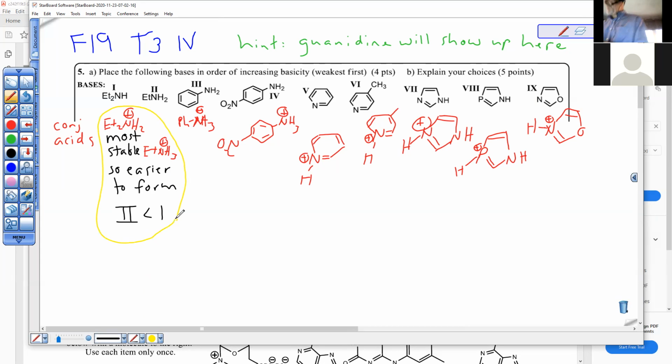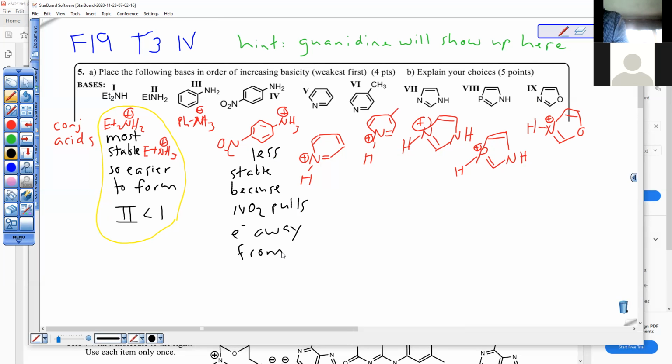Let's do some local comparisons and then put them all together at the end. How's that? Next 2 we should compare. This is more stable. Whoa, less stable over here, because NO2 pulls electrons away from N+, both by induction and resonance.